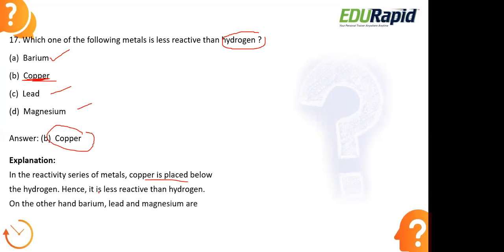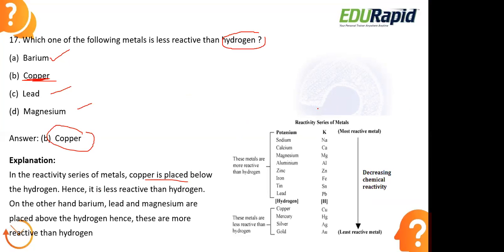So here we have the reactivity series. Hydrogen is here, and below hydrogen we have copper. All of these below are the least reactive metals, and the ones above are more reactive than hydrogen. So here we have the decreasing chemical reactivity series of these metals. Moving to the next question.